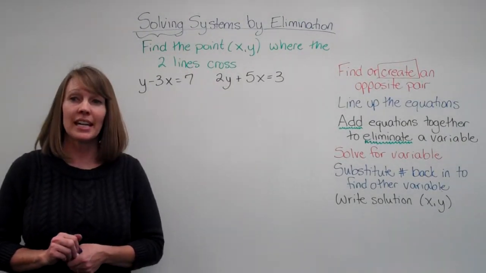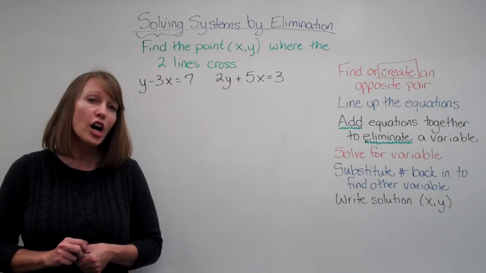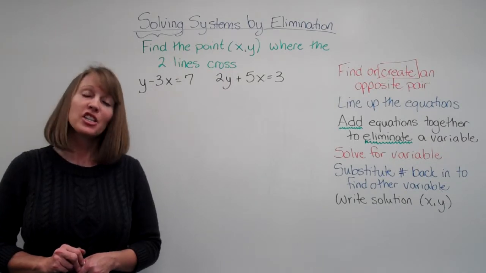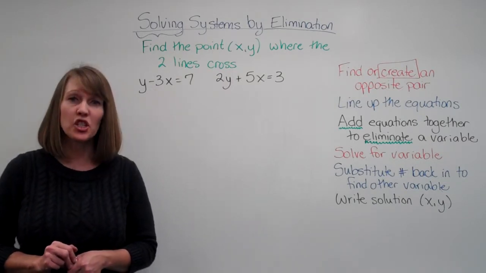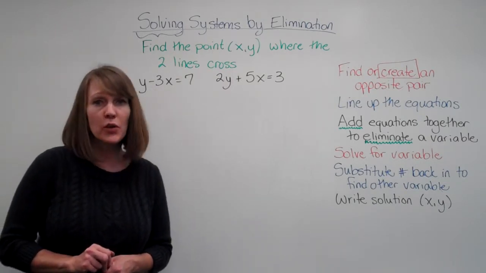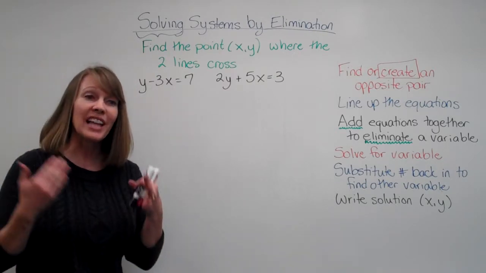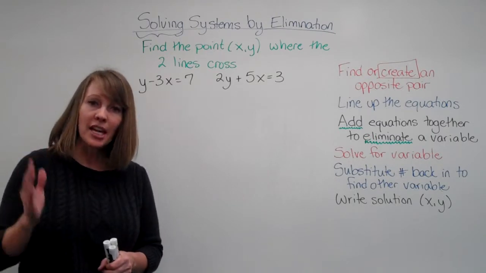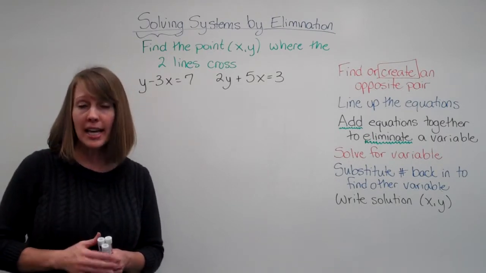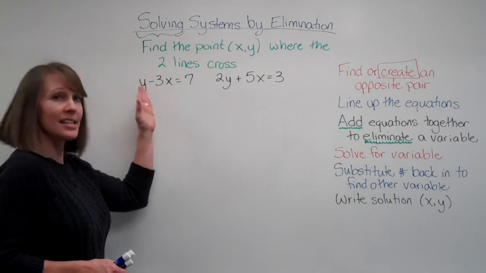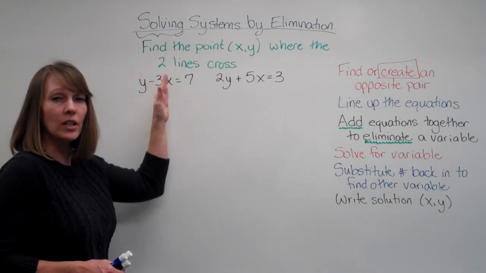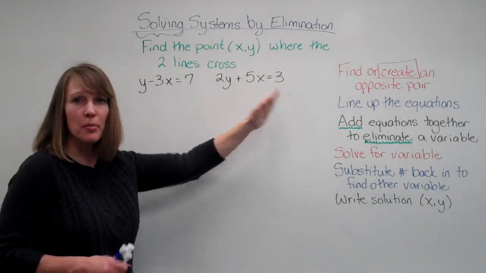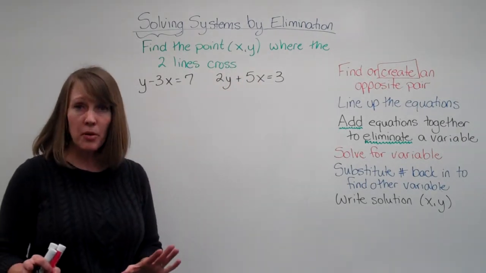Let's do elimination again. Let's do a harder problem because you're not always going to have everything lined up pretty and an opposite pair just ready to go. So we need to know what to do if we don't have that situation. The first thing we're going to do is make sure that our equations are lined up the way they should be. If not, we need to rearrange them so that the numbers, the letters, the signs all line up. So we have a y, a sign, an x, an equal, a number. Y, sign, x, equal, number. Beautiful. These are lined up and ready to go.